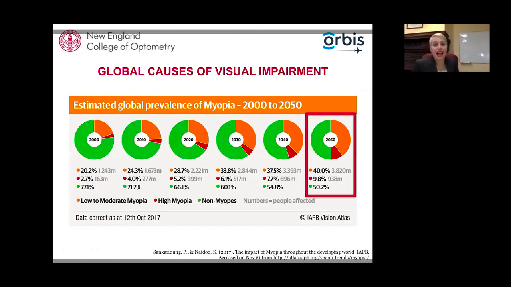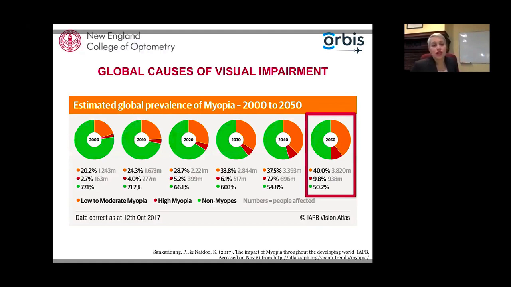Not only is our population aging, but we are on a whole becoming more myopic or short-sighted, which is unfortunate. On the diagram here, you can see the orange and the red is the combined prevalence of myopia globally. The orange is low to moderate myopia, and the red is high myopia. As you can see, in 2010, just over 28% of the world's population was affected by myopia. By 2050, it's predicted that 50% of the world's population will be myopic. And you can see that red section of the pie is increasing, so the number of high myopes is increasing. That's myopes over or worse than -5 diopters.